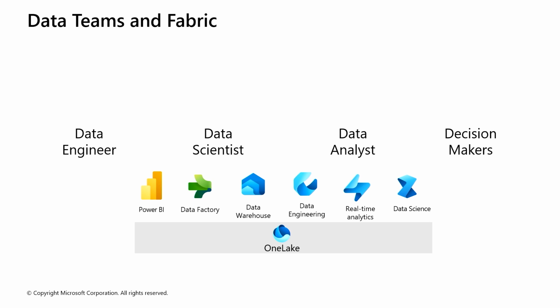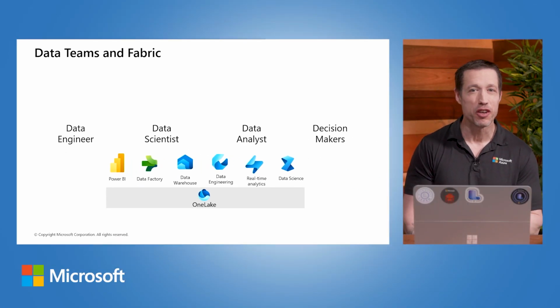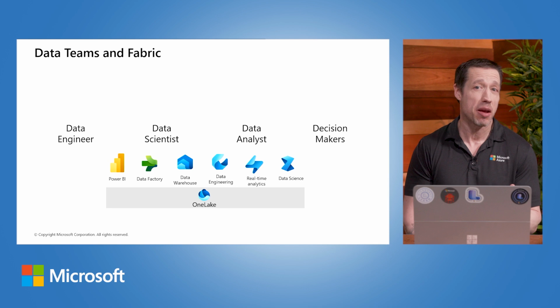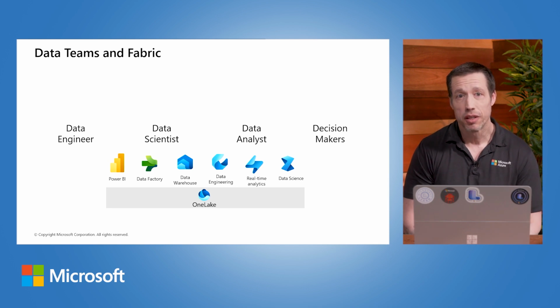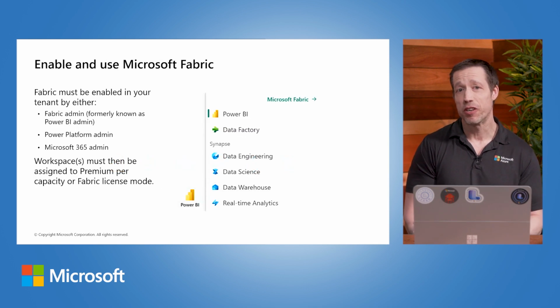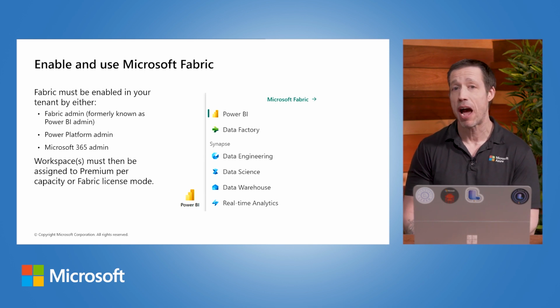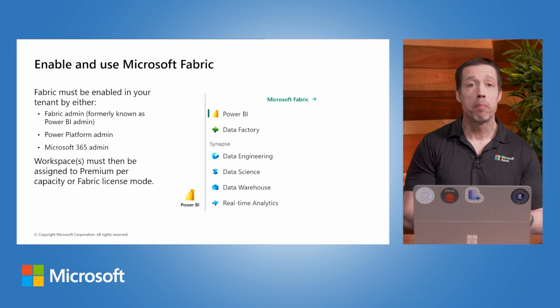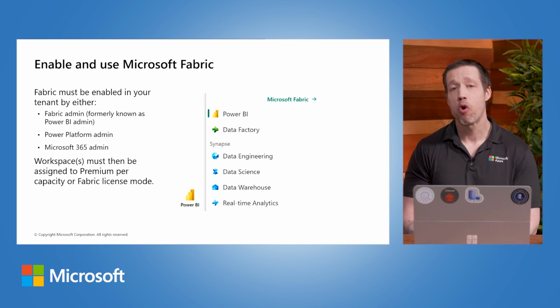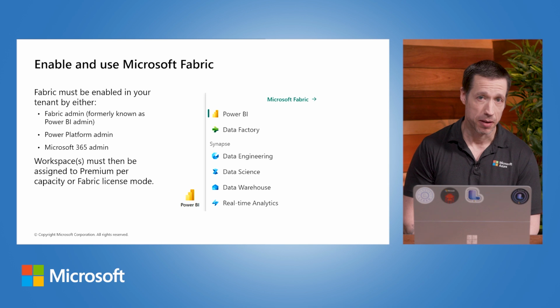Our final case to solve we'll call the enablement enigma. If you're interested in using Fabric, you need to know how to enable it. Duh, Jason. Fabric must be enabled in your tenant, either by a Fabric admin, formerly known as a Power BI admin, a Power Platform admin, or a Microsoft 365 admin.